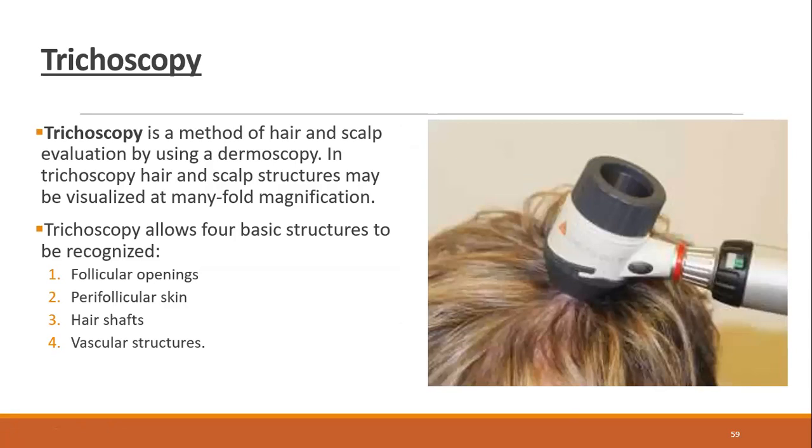Then another technique is trichoscopy. Trichoscopy is a method of hair and scalp evaluation using a dermoscope. In trichoscopy, the hair and scalp structures are visualized at manifold magnification. Trichoscopy allows 4 basic structures to be recognized. So the 4 basic patterns in trichoscopy are the follicular openings, the perifollicular skin, hair shafts, and the vascular structures.